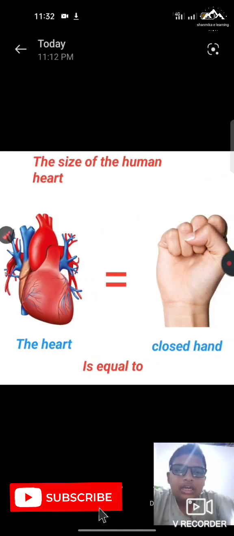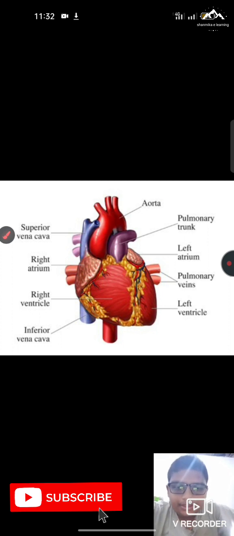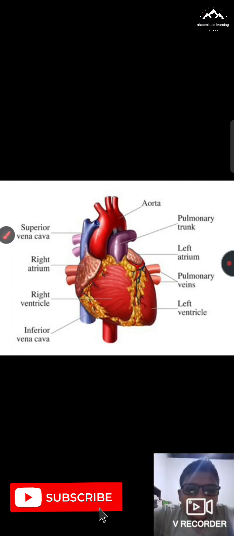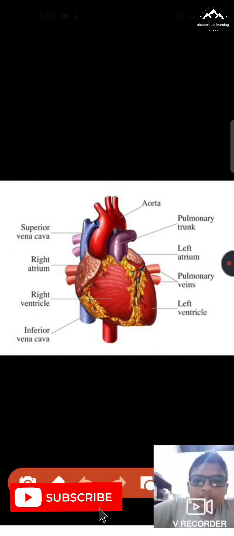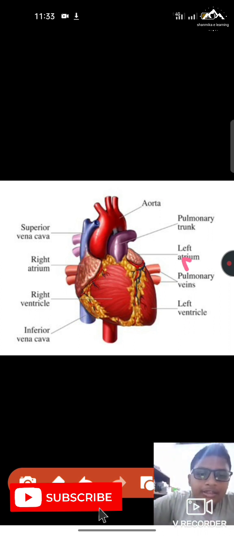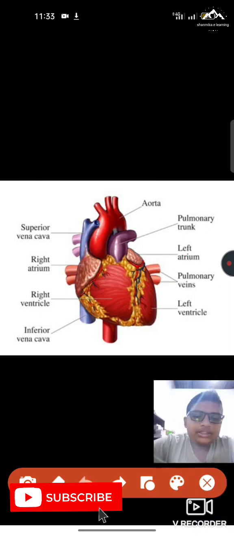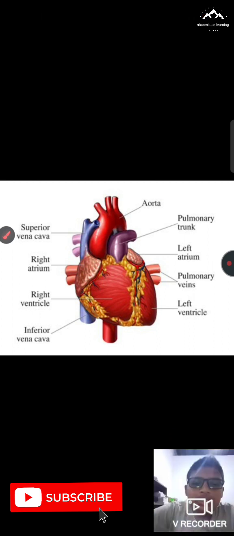So our heart is divided into 4 chambers: left atrium, left ventricle, right atrium, and right ventricle. You can see that here it was shown as left atrium, left ventricle, right ventricle, and right atrium. So friends, those are the 4 chambers of the human heart.